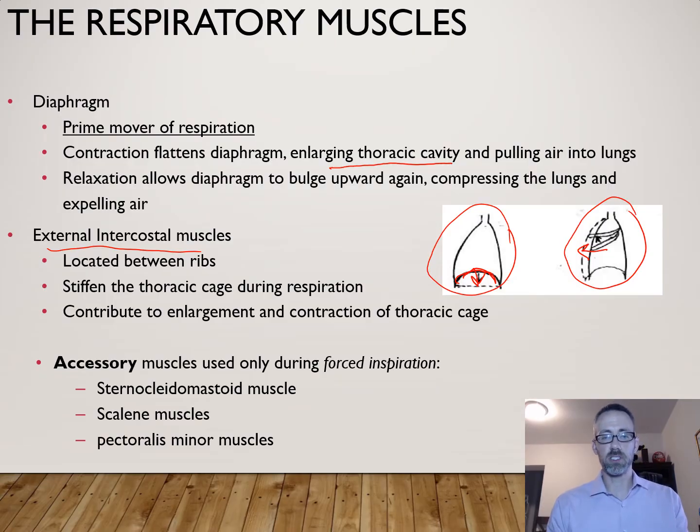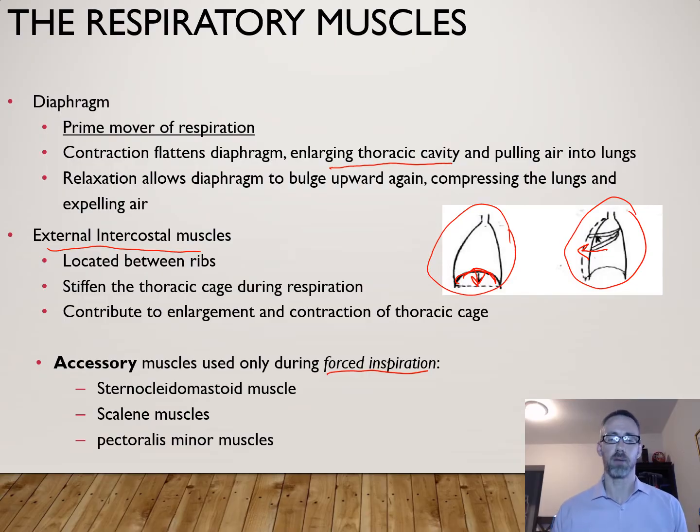Now we have some accessory muscles. This is only typically used when we have what we call forced inspiration. So if we're trying to breathe in really hard, or somebody who's struggling to breathe might start to use these accessory muscles, and that's actually a sign clinically that maybe they're struggling to breathe.